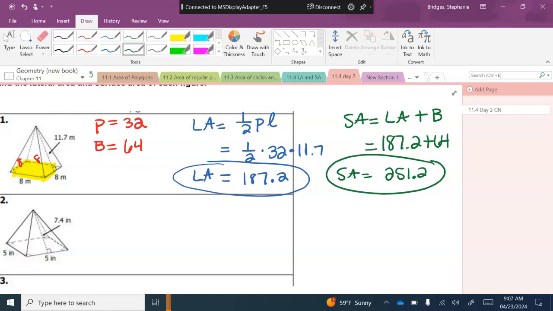Find the perimeter of your base for number 2. Find the area of the base. Then you can start with your lateral area and surface area.